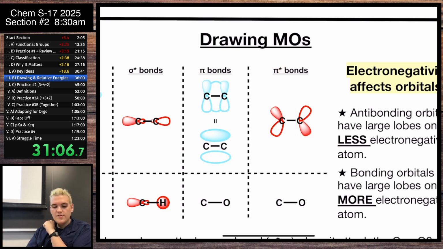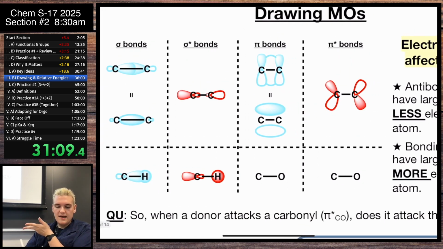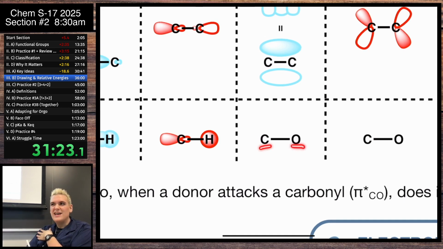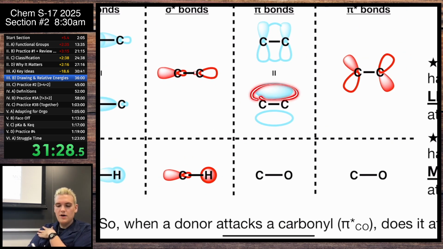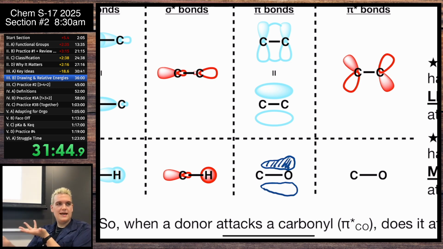So the big thing I want to focus on here is that these examples I've given are bonds where the two atoms have the same electronegativity. But it changes slightly when we have different electronegativities of the atoms. So between C and O, who's more electronegative? O. So instead of having an even loaf on the top and the bottom, we are going to have more electron density around the oxygen. So it's going to be kind of lopsided. And we don't really care about your drawing skills as long as you understand the idea.